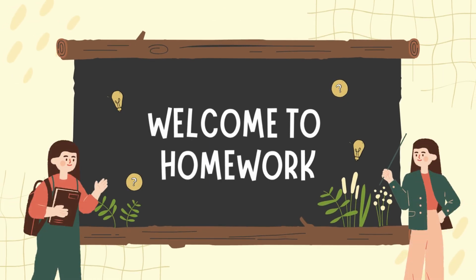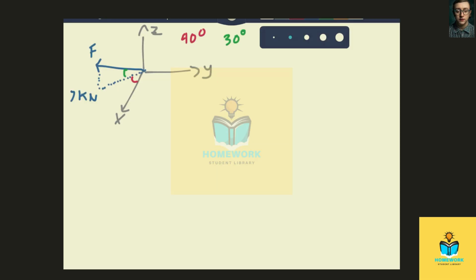Welcome to homework. Okay, so in this problem, we have a support and we have a force F acting on it, right? And we're told that the xy component, or the force in the xy plane of this force F, is 7 kilonewtons. So you can imagine that as this little blue shadow that I drew underneath F.